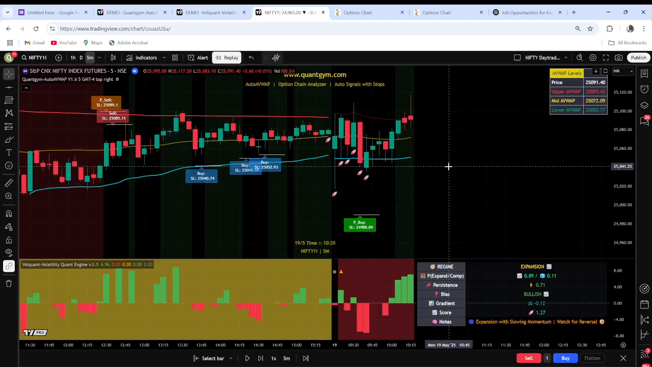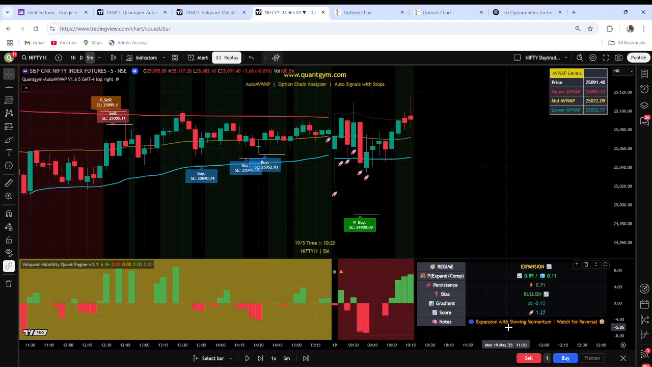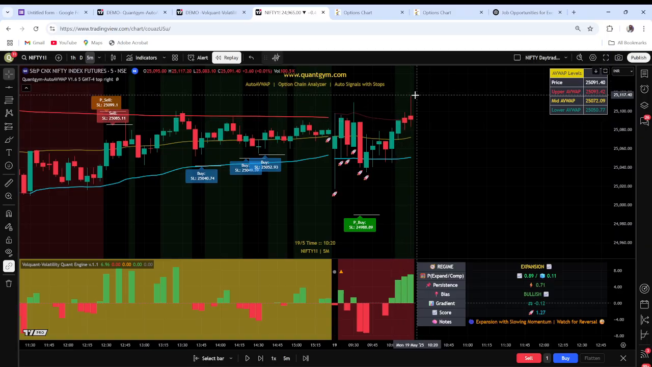And this was a screenshot I posted on Twitter. When this was getting hit, this particular note said expansion with slowing momentum, watch for reversal. That is, this momentum which was there in expansion is now slowing down. It told it around here. So now watch for reversal.